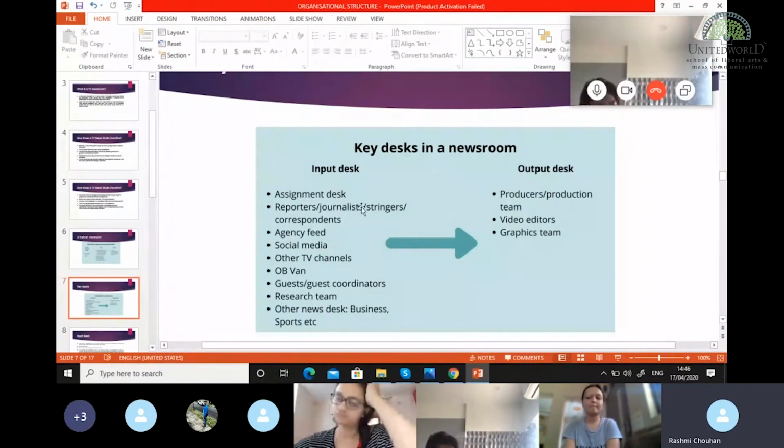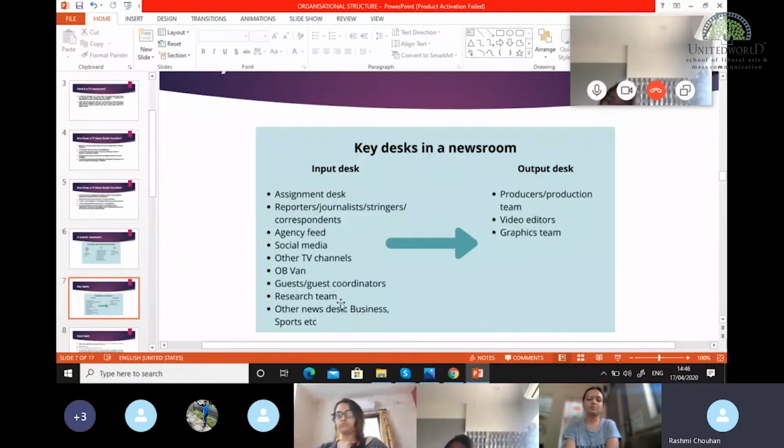One is assignment desk. But before that, let me tell you about other news desks. I have written here business, sports, etc. So in every news organization, there is a segment, there is a desk depending on the kind of news we are providing. I could be part of a business desk, sports desk, regional desk, national, or political desk. So the desks are divided based on the fields, right?